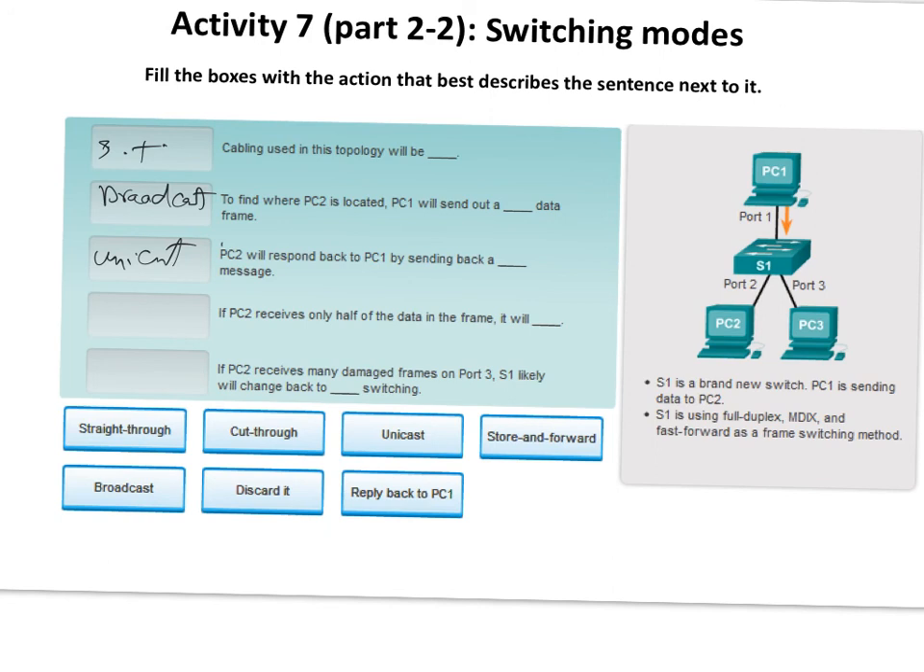If PC2 receives only half of the data in the frame, and this happens in the case of cut through, it will discard it. The switch doesn't discard it unless it has an error, and this happens in the case of store and forward, not in the case of cut through. The last one: if PC2 receives many damaged frames, then it will switch back to store and forward, because this indicates that the probability of error is very high. So it needs to switch to something that's more robust, and that does the error checking.